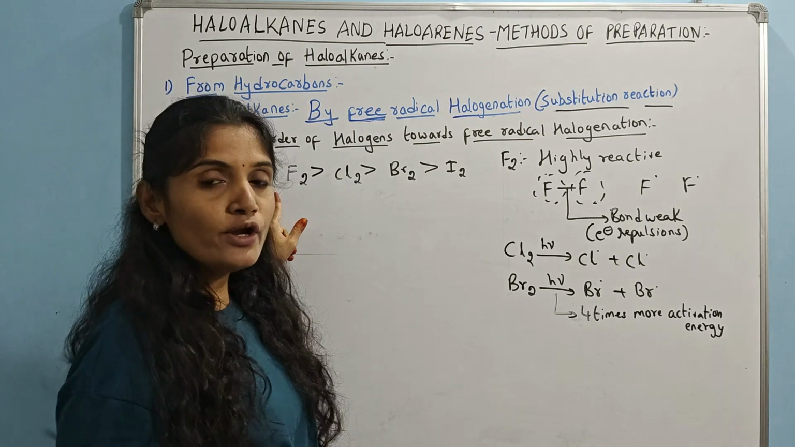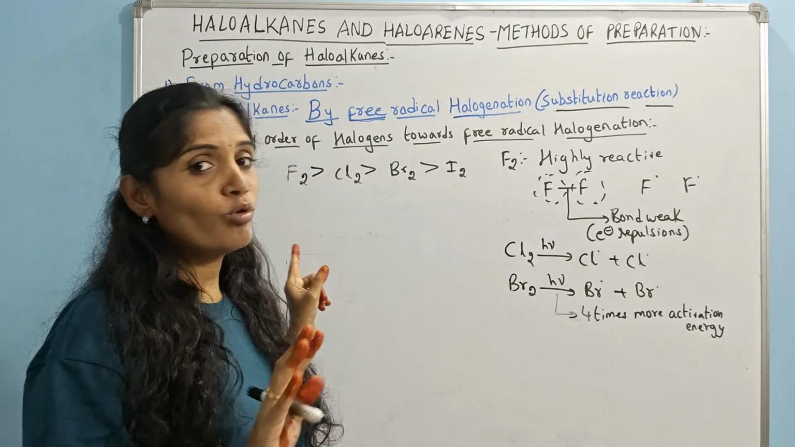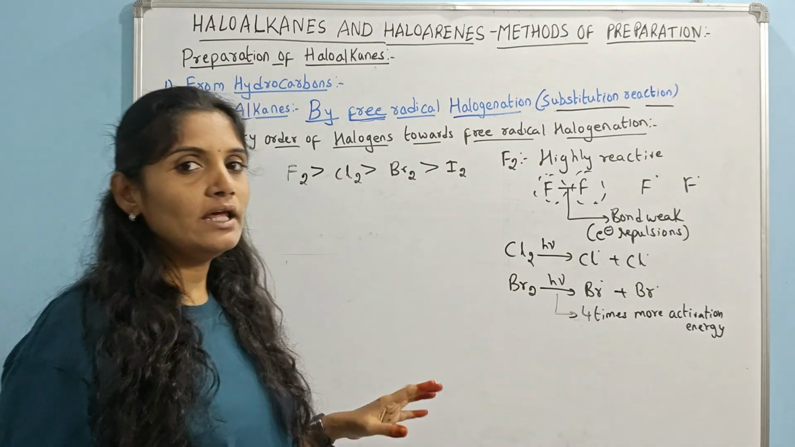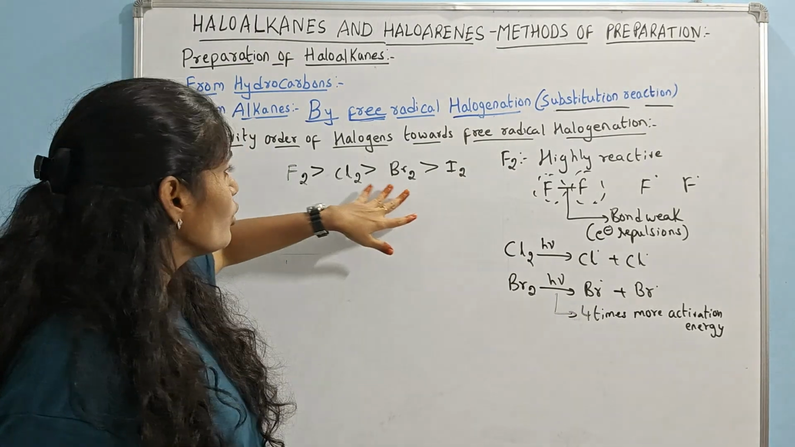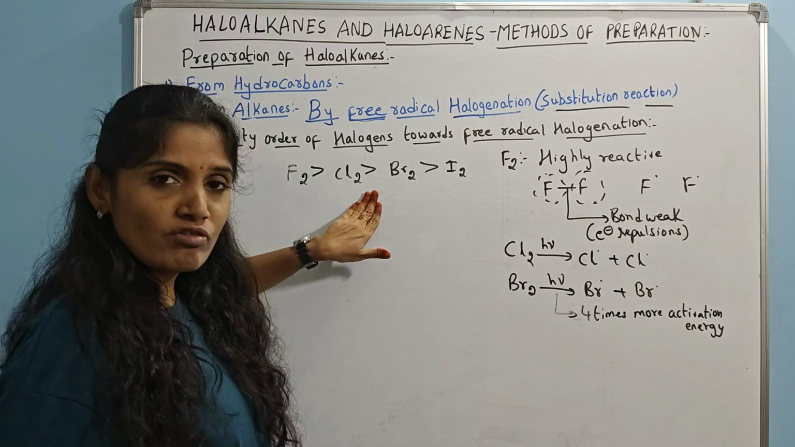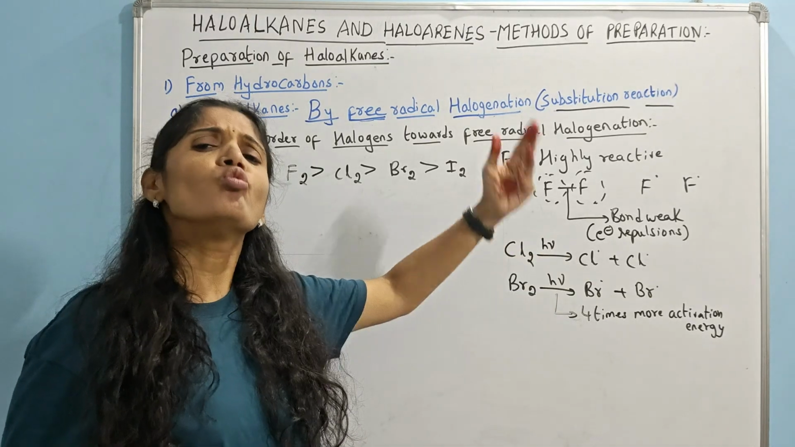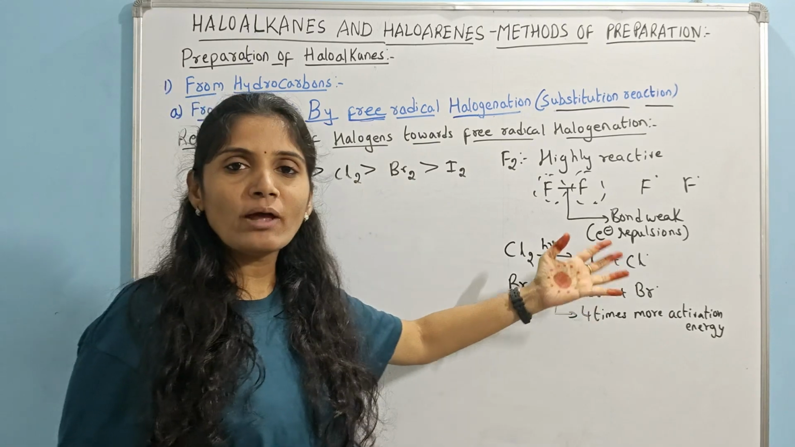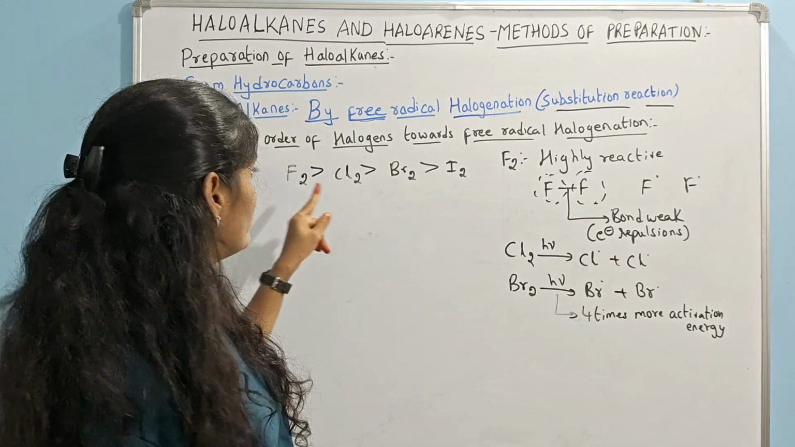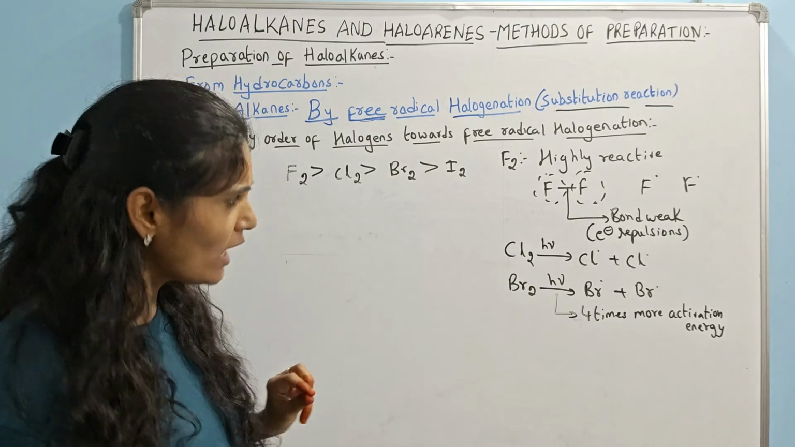First comes fluorine. Due to the electron repulsion, the bond becomes very weak and it is very highly reactive compared to these three. Now when you come to chlorine, chlorine has not so high activation energy. But when you come to bromine, it has 4 times more activation energy when you compare the cleavage of chlorine into chlorine free radicals.